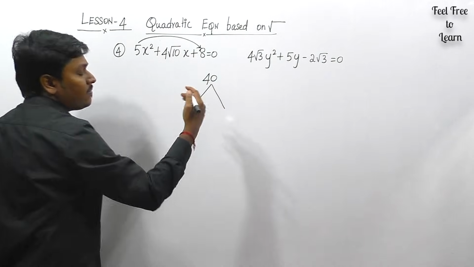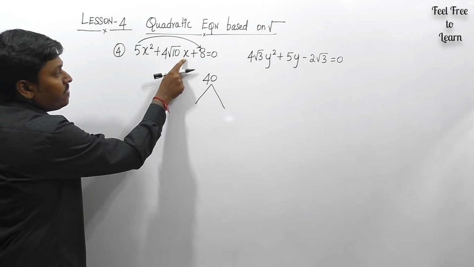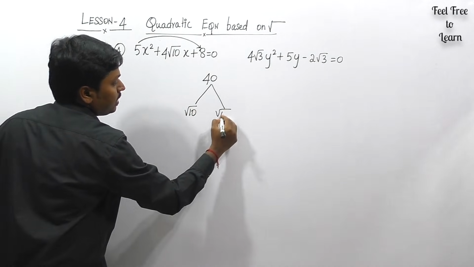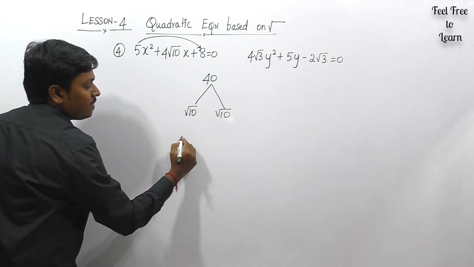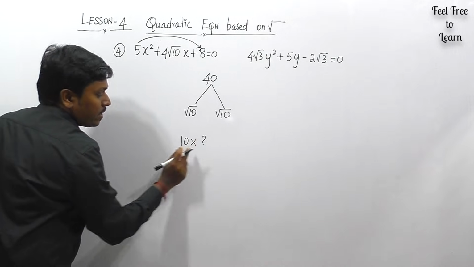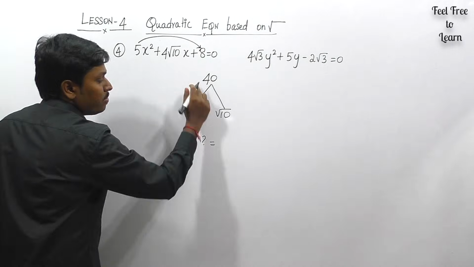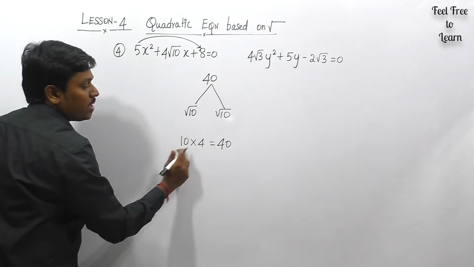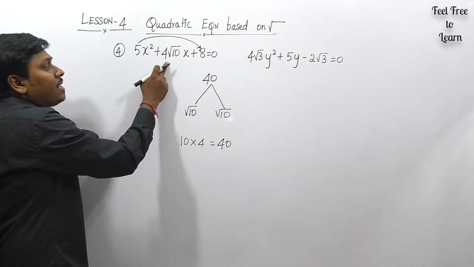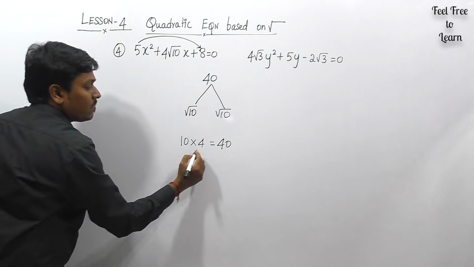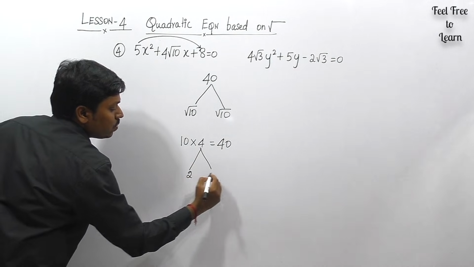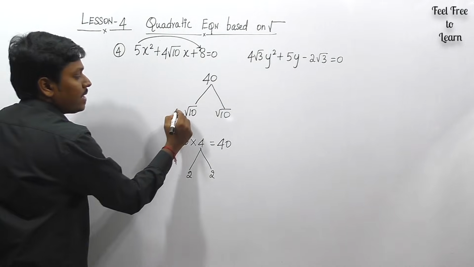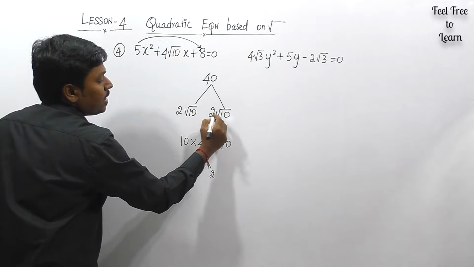Now follow the technique that we applied in the previous question. The coefficient of x will be 4 root 10. So first of all write root 10 here. Root 10 into root 10 will be 10. The number that we multiply with 10, the resultant should be 40. So we can easily say the question mark should be 4, because 4 into 10 must be 40, right? And next, our target is to get plus 4. So we can split this 4 as 2 and 2, because when we add both the numbers, the resultant will be 4. So finally we found the factors, that is 2 root 10 and 2 root 10.